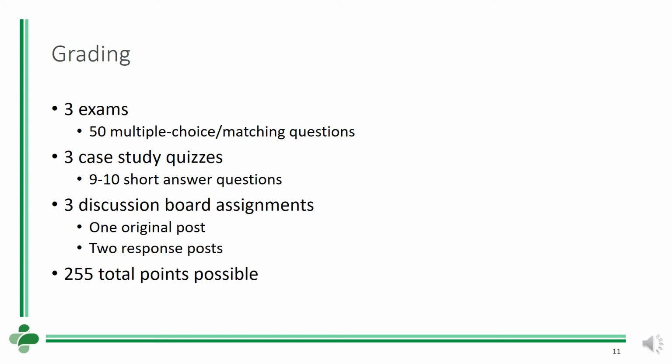There are also 3 discussion board assignments. For each assignment, you will post 1 original reflection in response to an assigned question. Then, after the editing period has passed on Canvas, which is usually about 15 minutes, you must also comment on posts from your peers. For more information, please see the assignment directions on the course Canvas site. The total points possible in this class are 255.